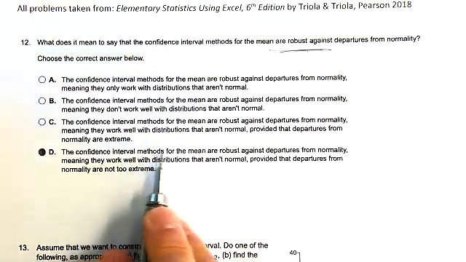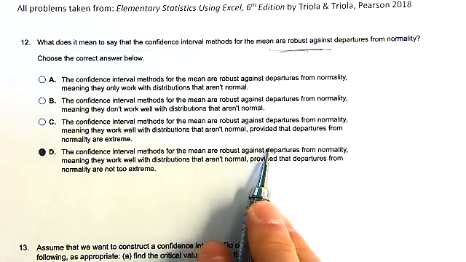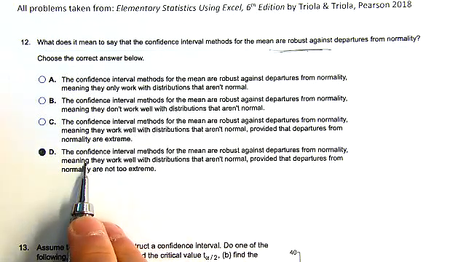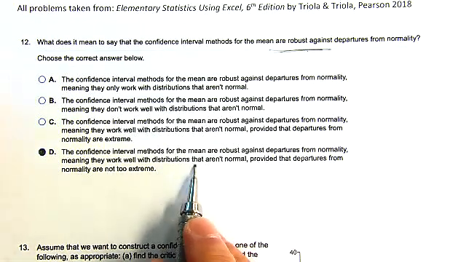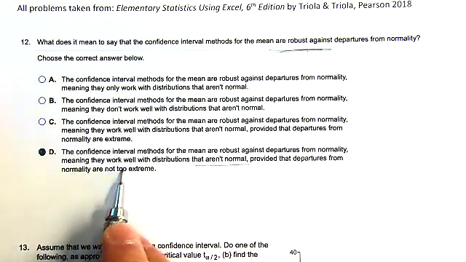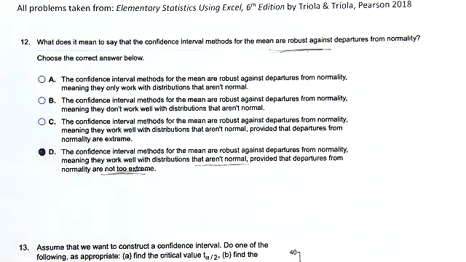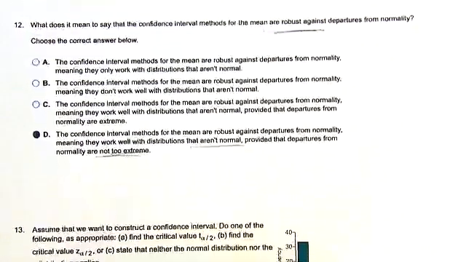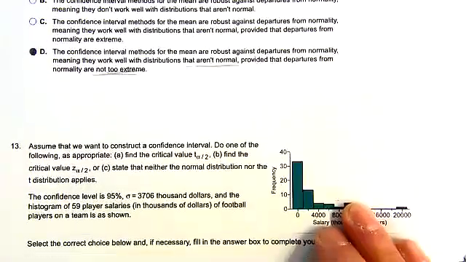The confidence interval methods for the mean are robust against departures from normality, meaning they work well with distributions that aren't normal, provided that departures from normality are not too extreme. And there's a lot of subjective ambiguity there. So let's see a picture and see if that helps us decide how this works.